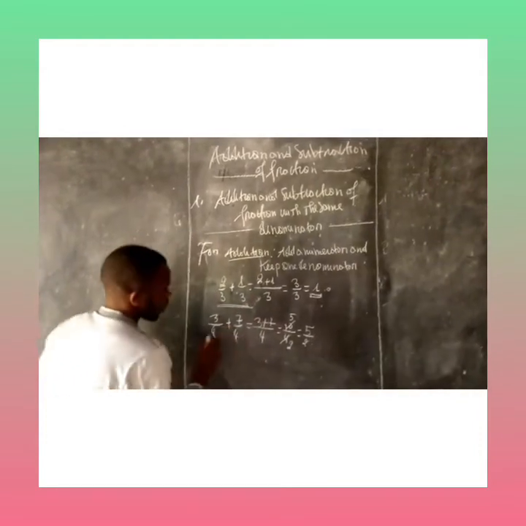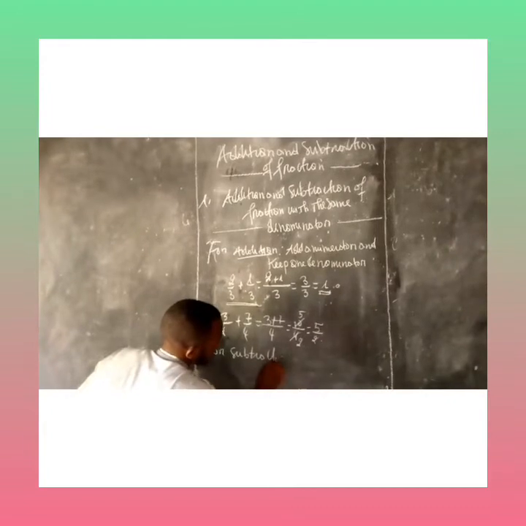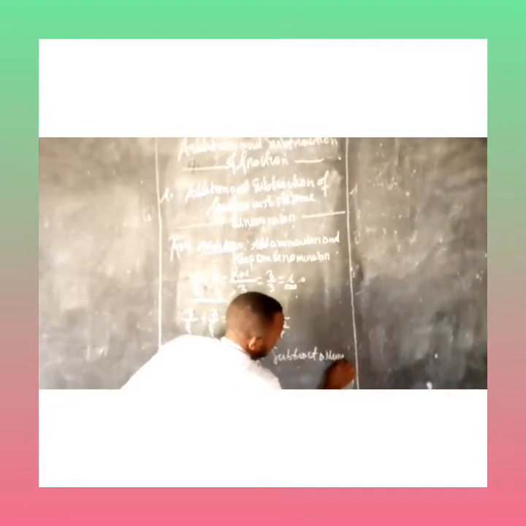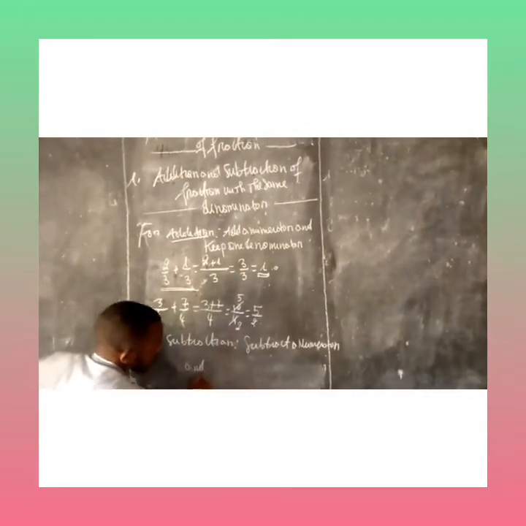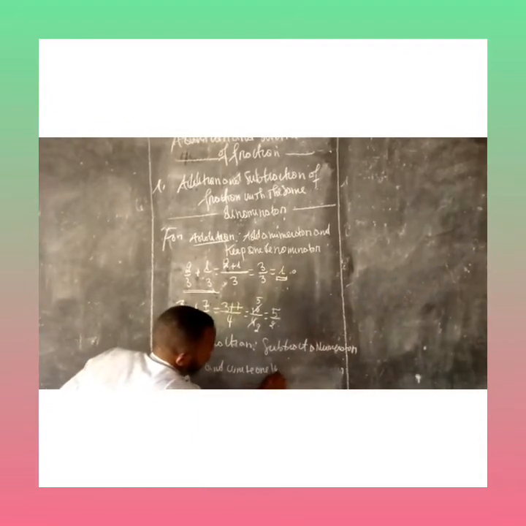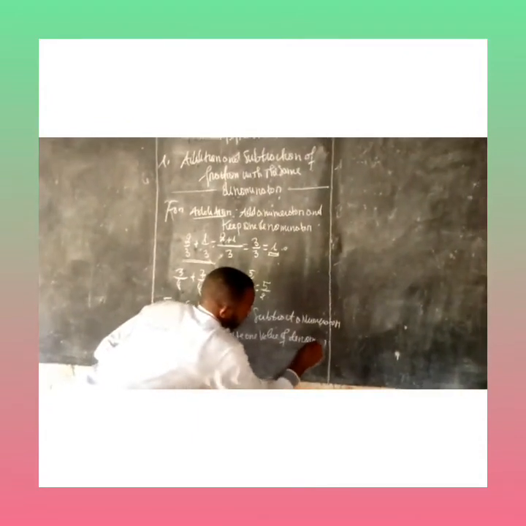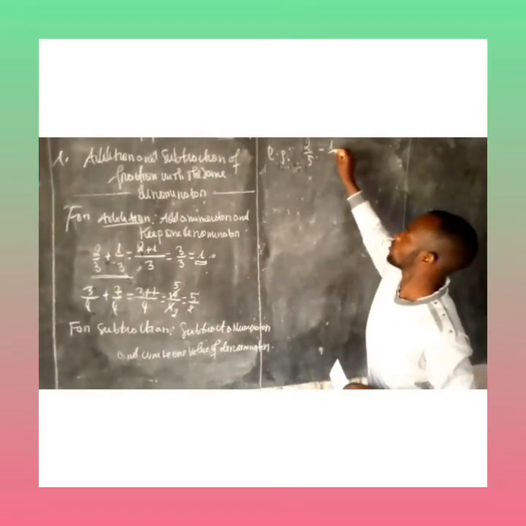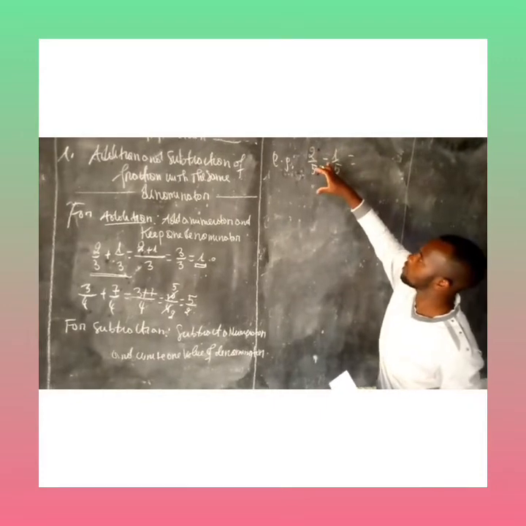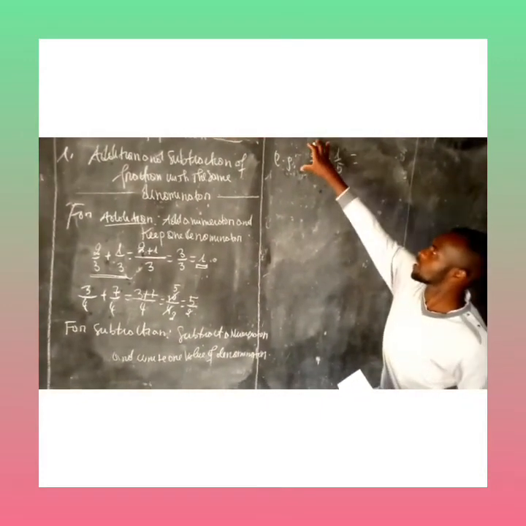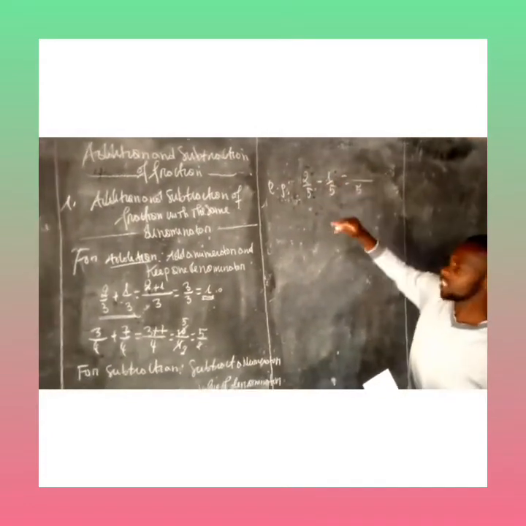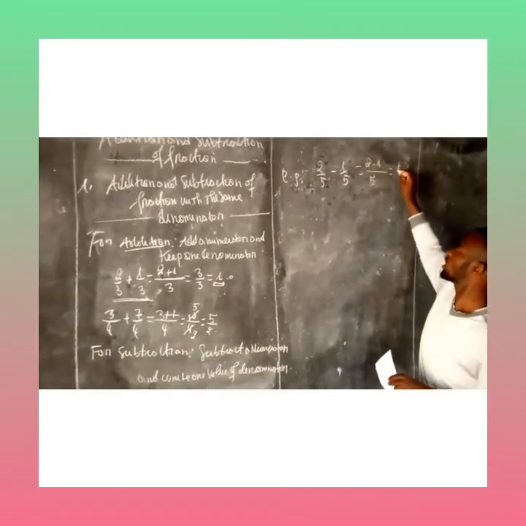Now for subtraction, first of all subtract the numerators and write one value of the denominator. Example: let's take 2/5 minus 1/5. The first fraction is 2/5 minus the second 1/5. The denominators are the same. We write one value of the denominator and subtract the numerators: 2 minus 1, we get 1/5.